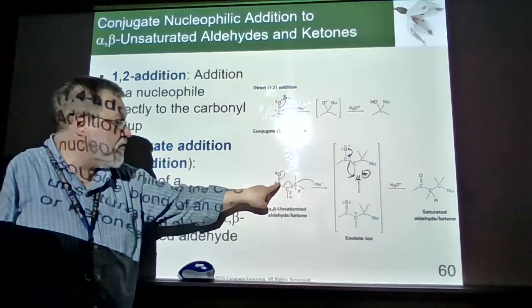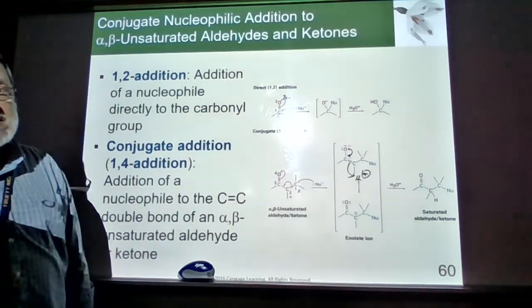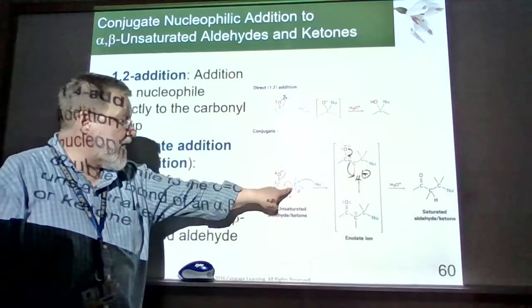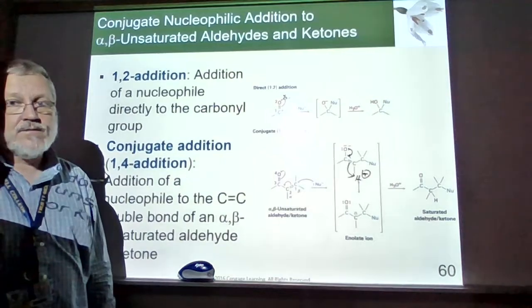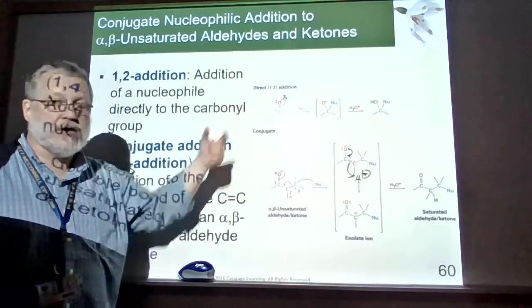So 1, 2, 3, 4. For conjugate 1,4 addition, you have to have a double bond immediately next to the C=O of a carbonyl. For 1,2 addition, all you need is the carbonyl.